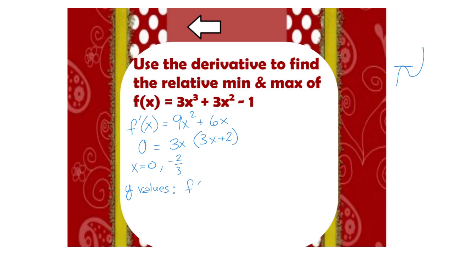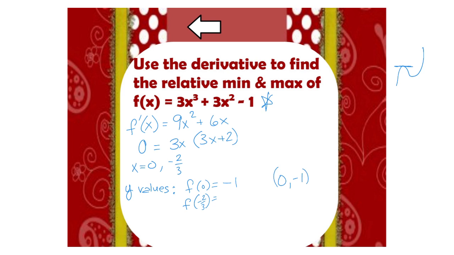So I'm going to find f of 0. Notice my notation shows I'm putting it in the regular function. And then I'm going to find f of negative 2/3. All right, the first one's easy. When I plug in 0 into the original function up here, I'm going to end up at a negative 1. So that means I've got this ordered pair 0, negative 1.